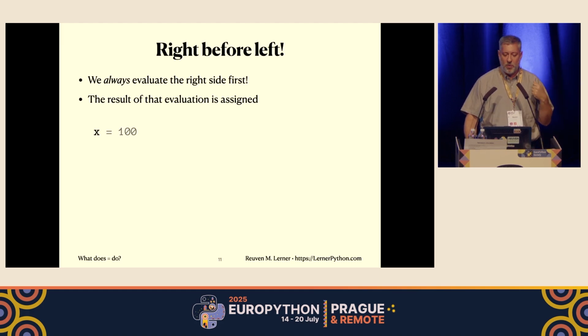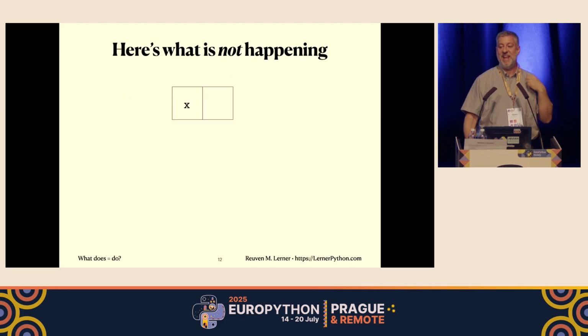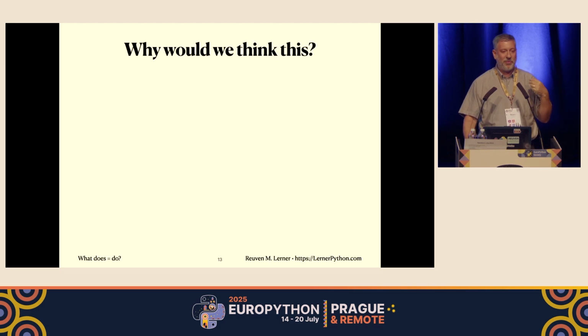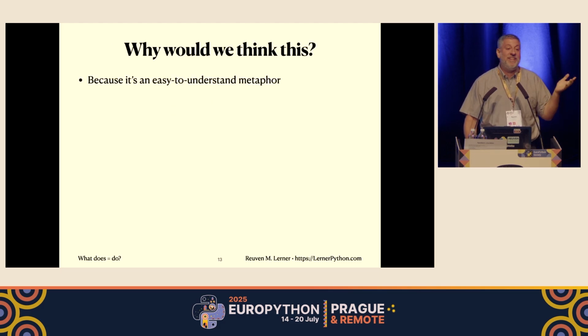Another thing that people don't quite understand is how variables work. So here is what is not happening. There's a little place in memory marked x, and we stick the 100 in it. Now, why would we think this? Well, the first thing is because it's easy to understand, and it's a good metaphor that many instructors use when they talk about programming. When we assign a value to a variable, what we're really doing is sticking it in a box marked x or whatever it would be.